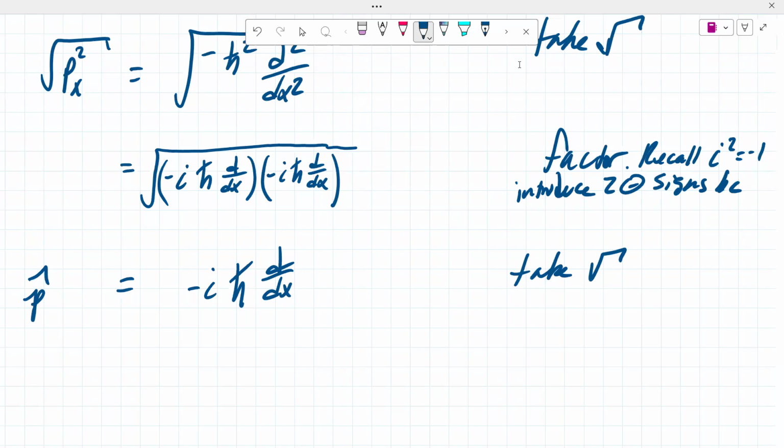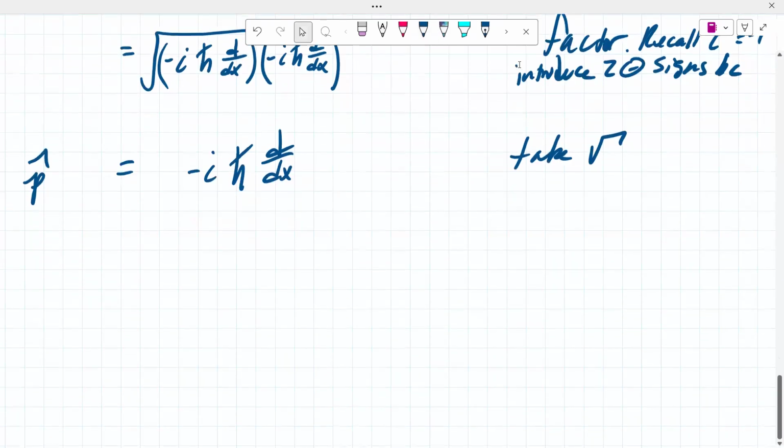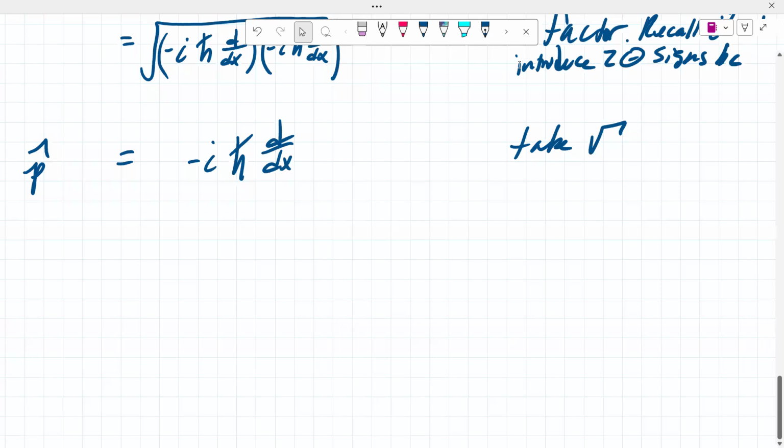So this is how you can solve, for example, for the momentum operator using operator mathematics. There are other operators as well that are also defined as squares, so it's useful to see how this might work. All right, so that's how you would do that one. All right, now we're finally ready for particle in a box.